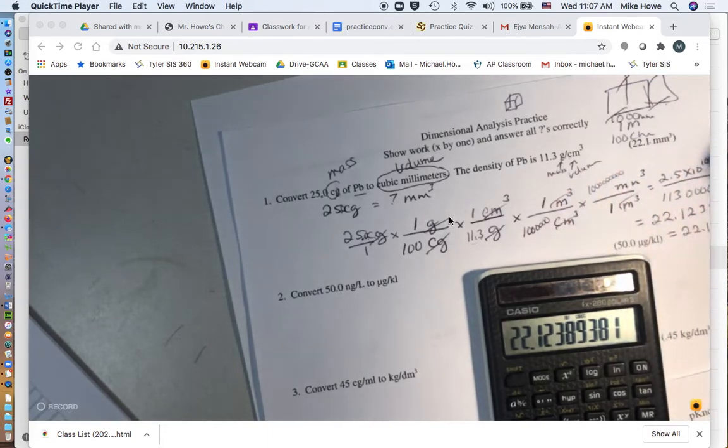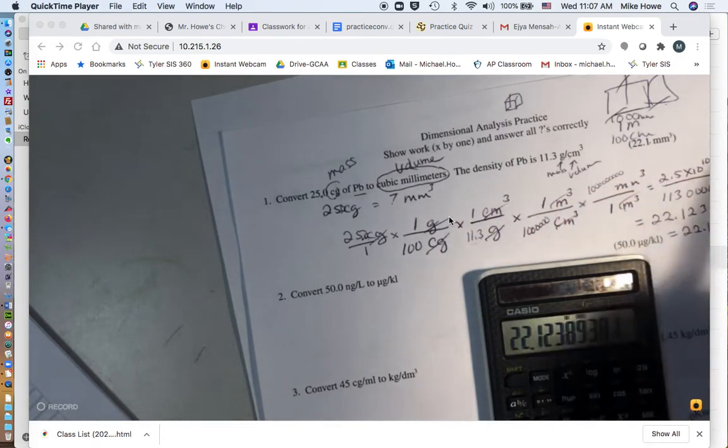So after you get the number that is on the top, you multiply everything across the top, then you divide that number by everything that's on the bottom. Let's take a look at the next question.